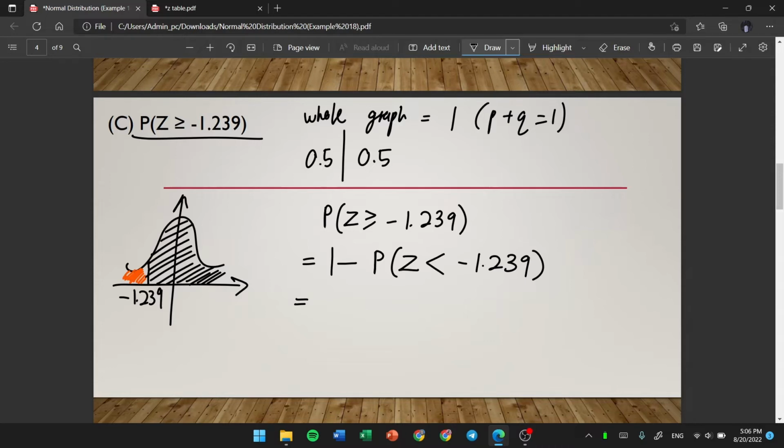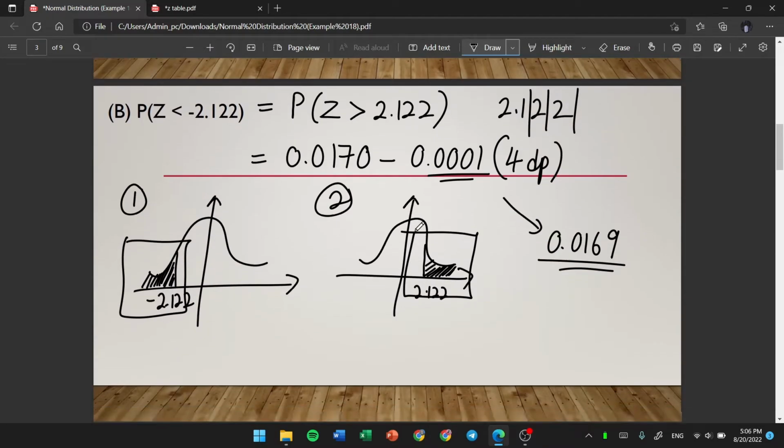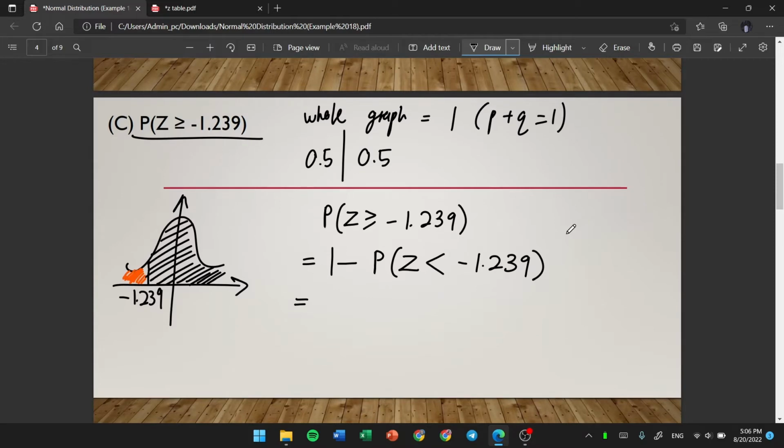Okay. Here's the correction I want to make. Not every time you see like this, then you have to do like this. Same like what we did above here. It's not every time you see greater than you straight use the Z table. That's why always start first step with drawing your bell graph. Then you will see what you want to do. So 1 minus this one, do you see this? P Z less than negative 1.239, because you want to take the whole thing which is 1 minus the orange part here.